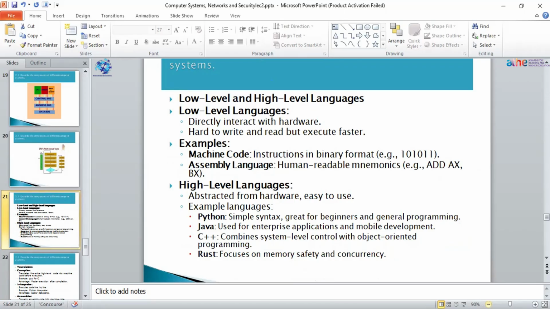So these are the high level languages and the low level languages. For example, we have the machine code, which means the instructions that are in binary format. Then we have the assembly language, meaning the human readable mnemonics. So these are the high level and the low level languages. Okay. So we discussed the low level and high level languages.